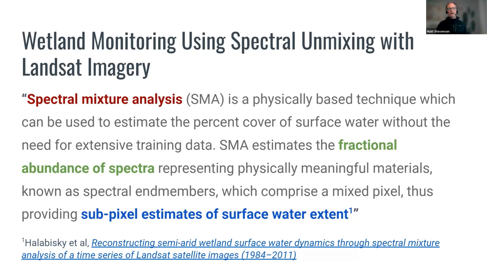So spectral mixture analysis, or SMA, is a physically based technique which can be used to estimate the percent cover of surface water without the need for extensive training data. SMA estimates the fractional abundance of spectra, that's the really important part there, representing physically meaningful materials known as spectral end members, don't worry, I'll unpack that later, which comprise a mixed pixel, thus providing sub-pixel estimates of surface water extent. That's what this thing does. There's a link to her paper, which has a ton of detailed descriptions of how all of that stuff works.